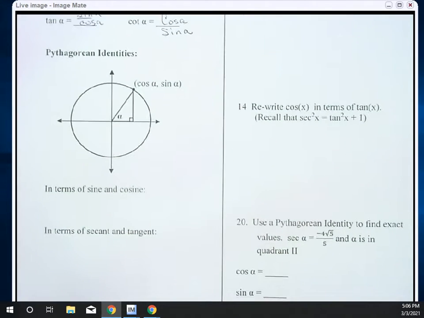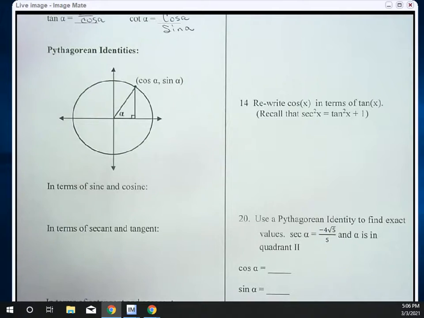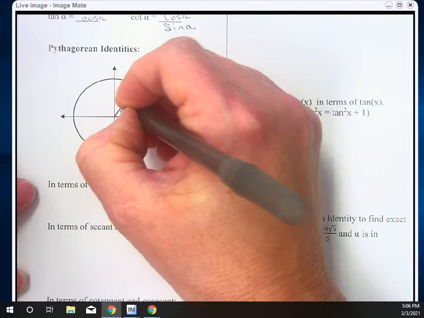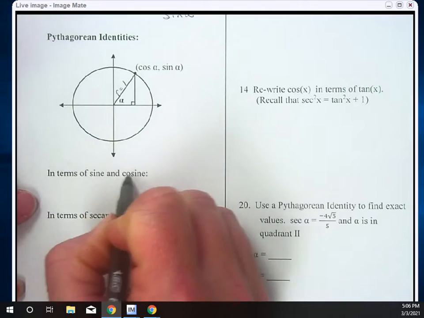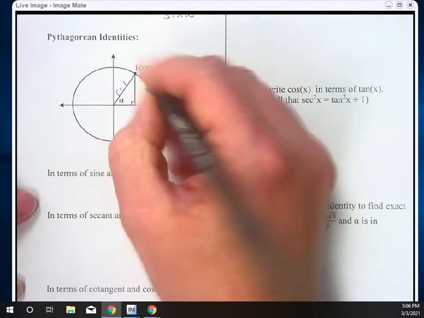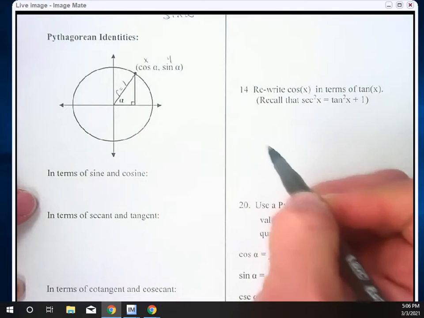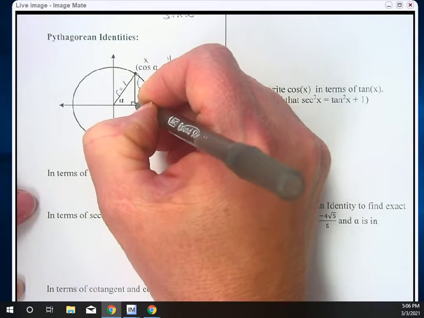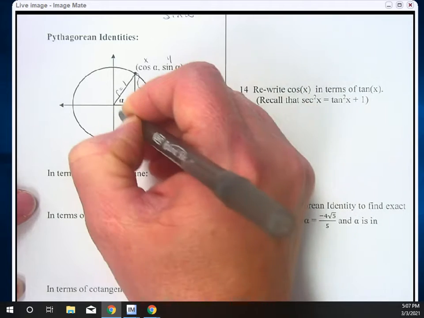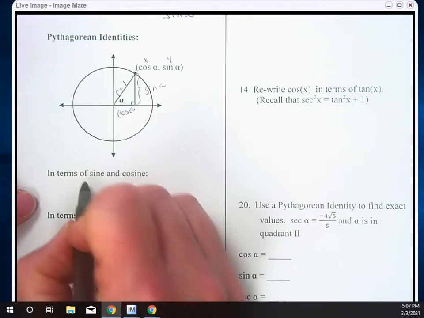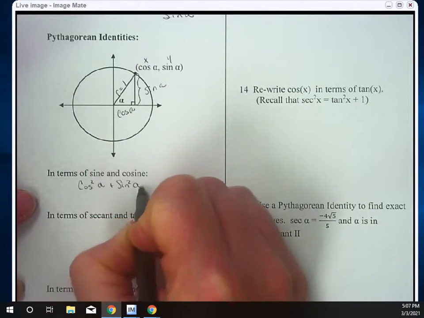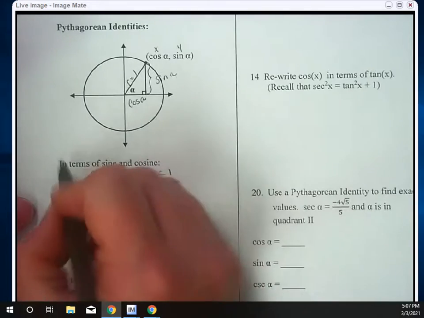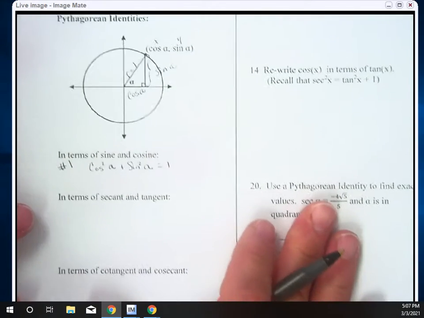When we are looking at our Pythagorean identity, remember the Pythagorean theorem says leg squared plus leg squared equals hypotenuse squared. In a unit circle, our radius is 1, or our hypotenuse is 1. In terms of sine and cosine, if our point on our unit circle is cosine and then sine, x and y, then the values going up, sine is my leg, and then the cosine is my leg. Cosine squared of my alpha plus sine squared of my alpha is going to equal 1 squared. This is the first in terms of sine and cosine.